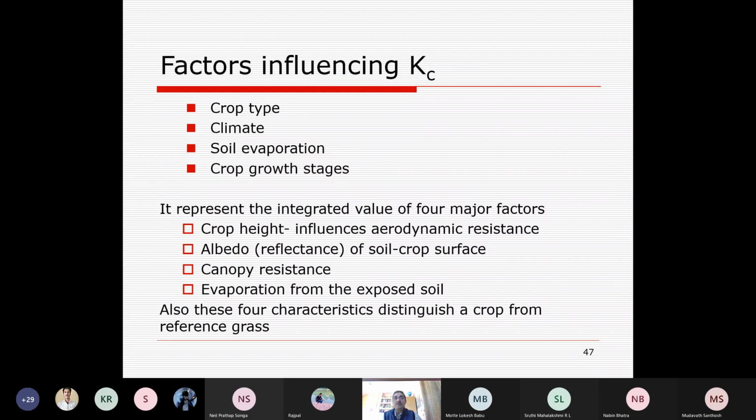Now, the factors influencing the crop coefficient, because we are estimating the crop coefficient for different stages. What are the different factors which influence the crop coefficient? It is basically the crop type. It is basically the climate, whether arid or humid, which particular climate condition. So Kc depends on crop type, climate, soil evaporation, and crop growth stage.